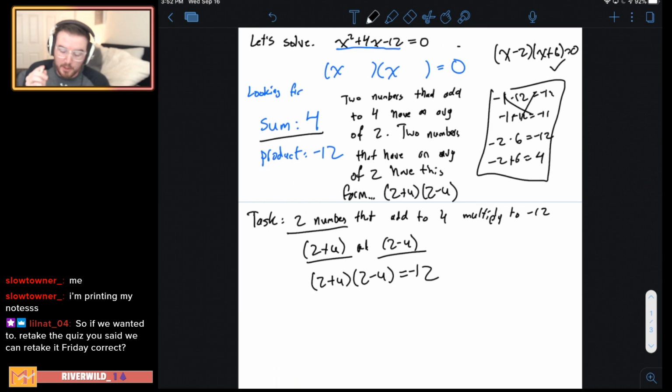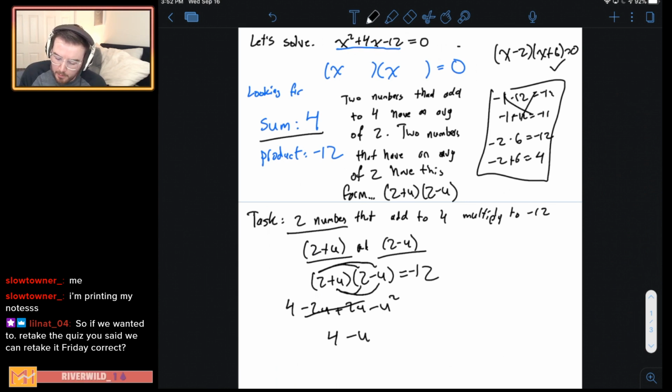Remember how things canceled out? It's going to cancel out again. 2 times 2 is 4. 2 times negative u is negative 2u. U times 2 is positive 2u. U times negative u is negative u squared. They canceled again, right? I showed you that example previously on purpose.